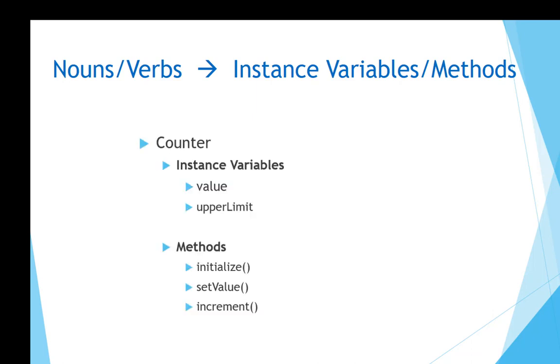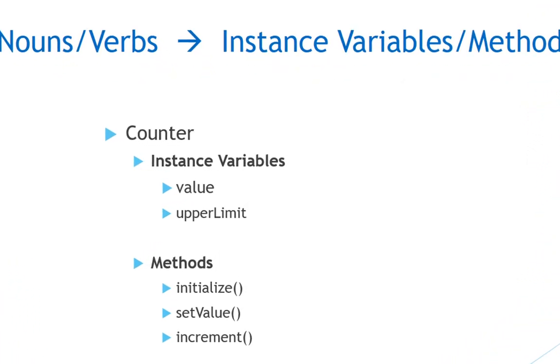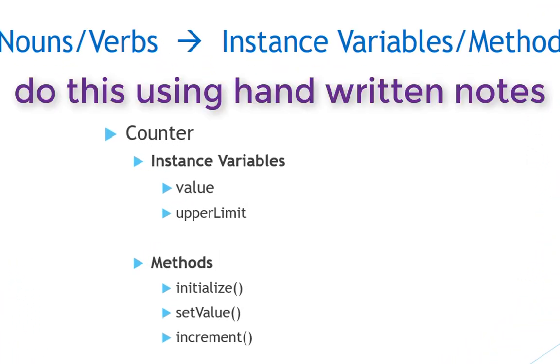Now we get to the fun part. We are going to code our first cut of this class. But we want to do that by hand. Here's our list of the nouns we found that will translate into the instance variables, value and upper limit, and the methods. We saw we needed to initialize our counter, set the value, and increment the value.